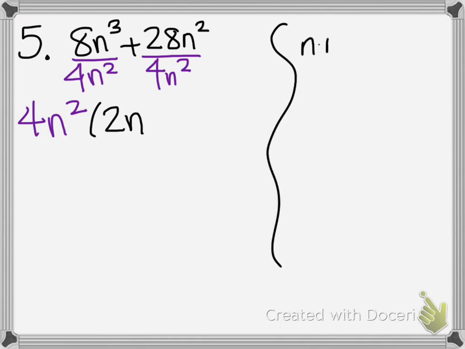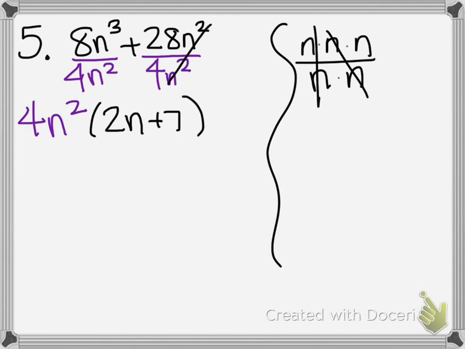N cubed is n times n times n. N squared is n times n. Cancel, cancel. I'm just left with 1. 28 divided by 4 is 7, and then the n squareds cancel each other out. So I'm just left with that, and I'm done. So if it doesn't suit the X method or diamond method, however you call it, then can you divide out anything? All right, so then the last guy is number 6, which is 12x squared minus 12x minus 45.